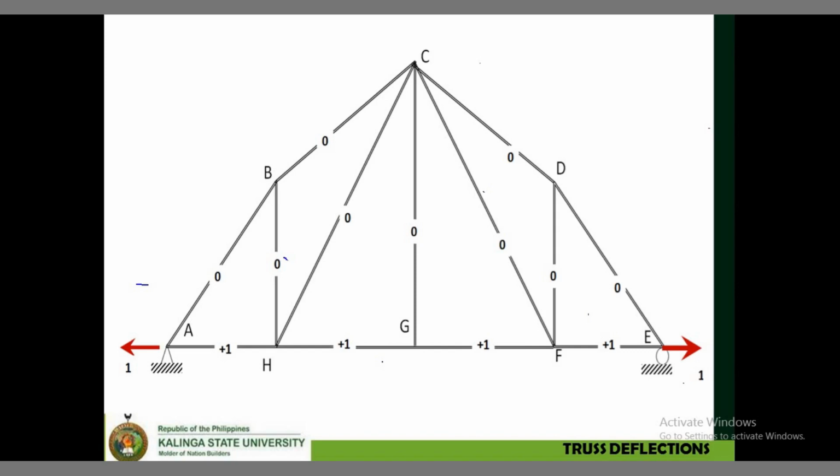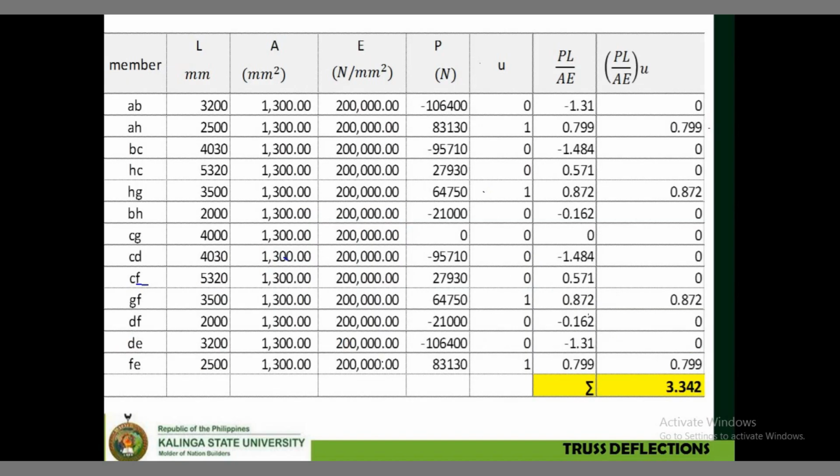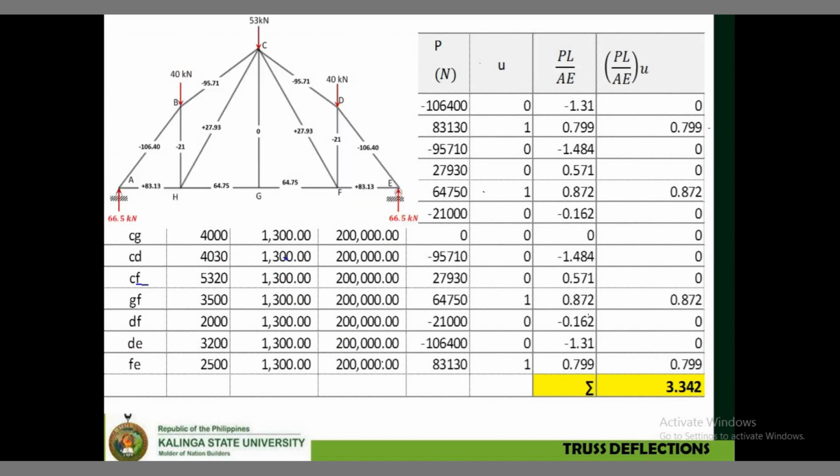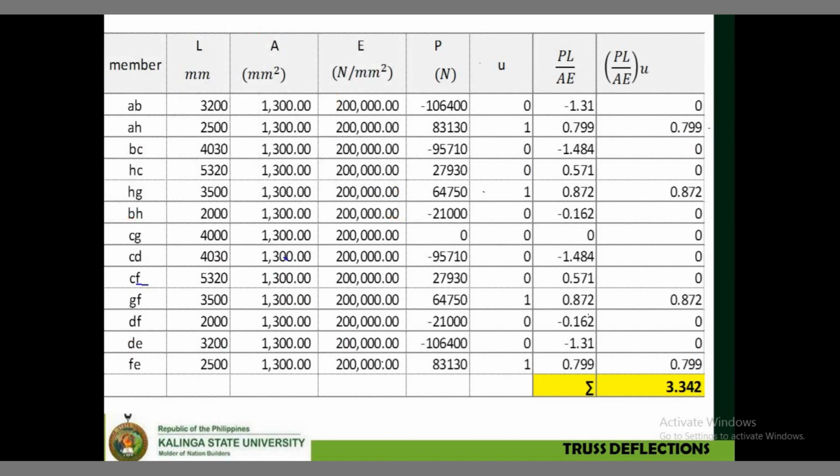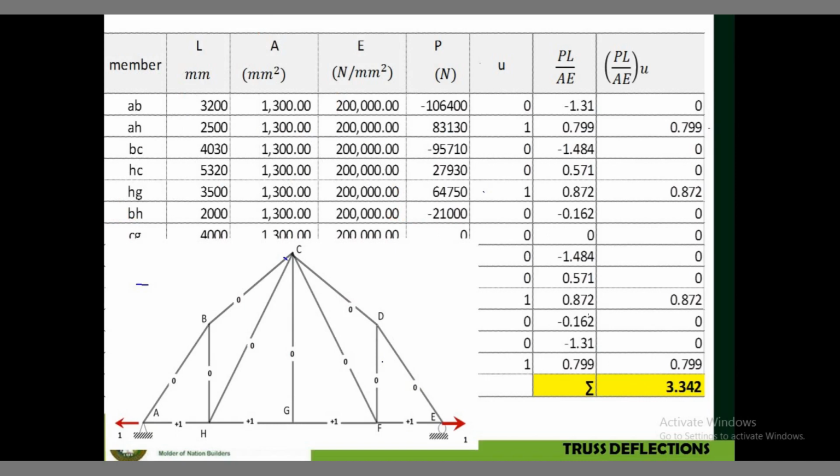Okay? So, again, after na nakuha natin yung values ng mga members dito sa may U system, we can now again put them in a table. So, again, paano ko nakuha si P? Using step 1 kanina. Yung U naman, nakuha ko siya using step 2.